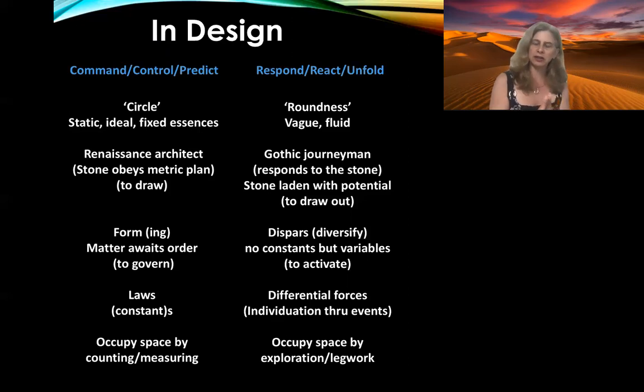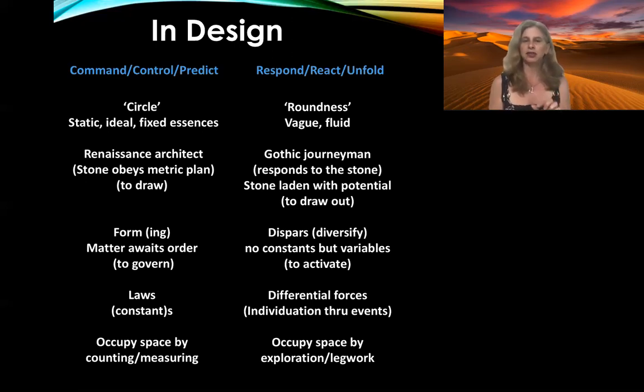The other piece is the notion of how a Renaissance architect would be thinking about space. In the case of a Renaissance architect, stone is obeying the metric plan. We draw out how to cut the stone, and the stone then has to submit to the command of the stonemason who carves it according to the preconceived ideals, the fixed idea of what something should be.